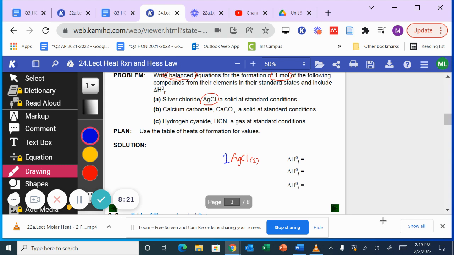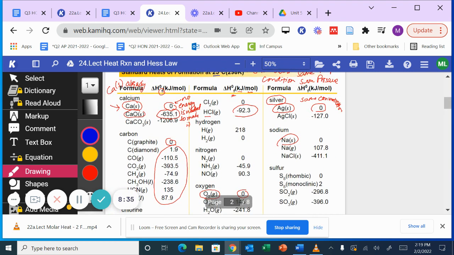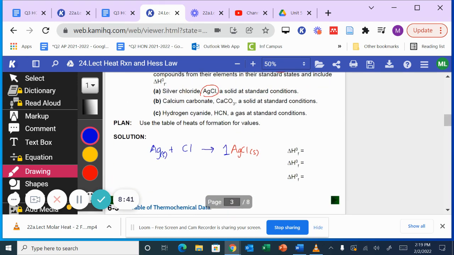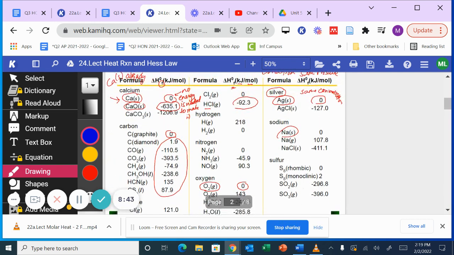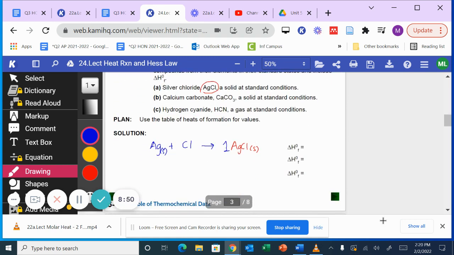Okay, so I'm going to make AgCl from its elements. I'm going to pick Ag, and I'm going to mix it with some Cl to make this. But I have to make sure that these are from how it naturally occurs. So I go to Ag, and then Ag is 0 if it's a solid. So I'm going to put solid right here. Cl naturally occurs as a diatomic gas because it's 0 right there. So Cl naturally occurs as Cl2.